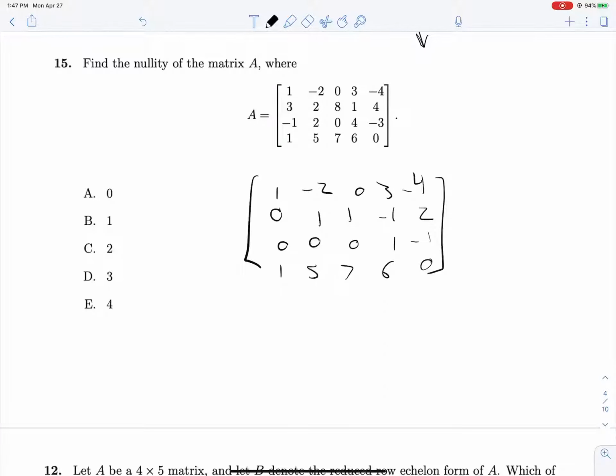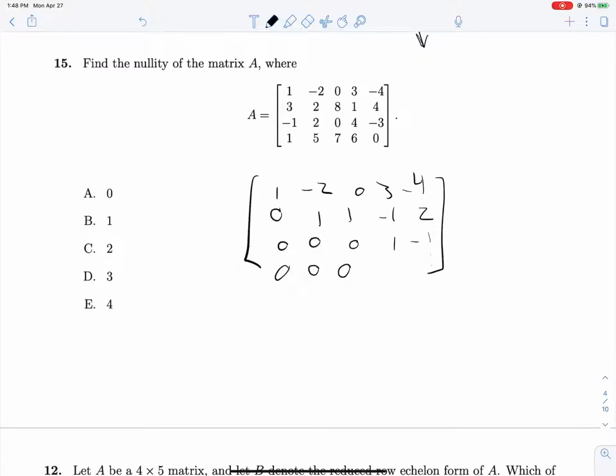Okay, what now? Let's subtract row 1 from row 4. That gives us 0, 7, minus 3 becomes 3, plus 4 becomes 4. And let's subtract 7 row 2s from row 4. That gives us 0, 0 plus 7 is 10. Minus 14 is negative 10.